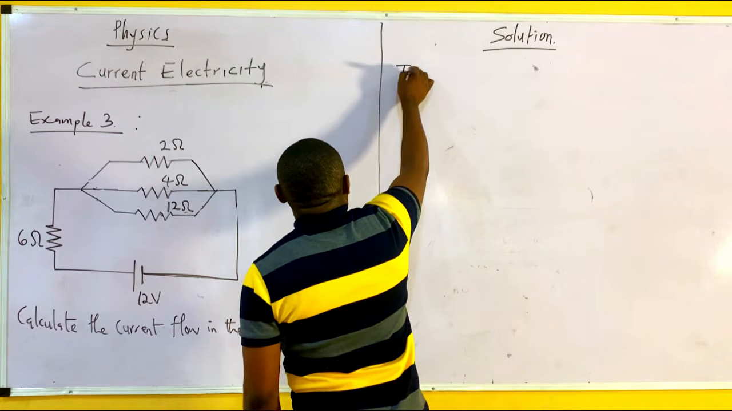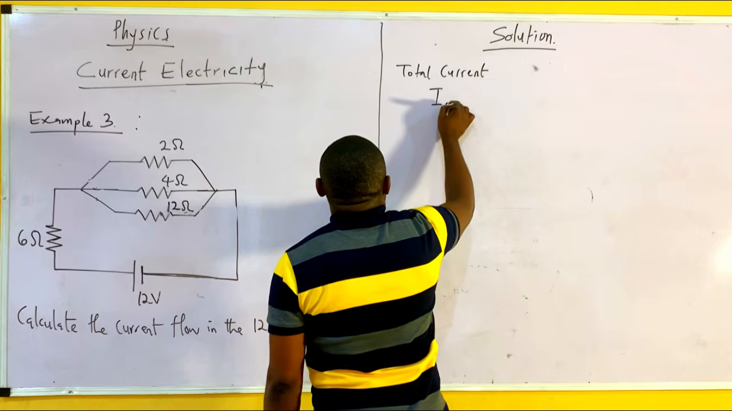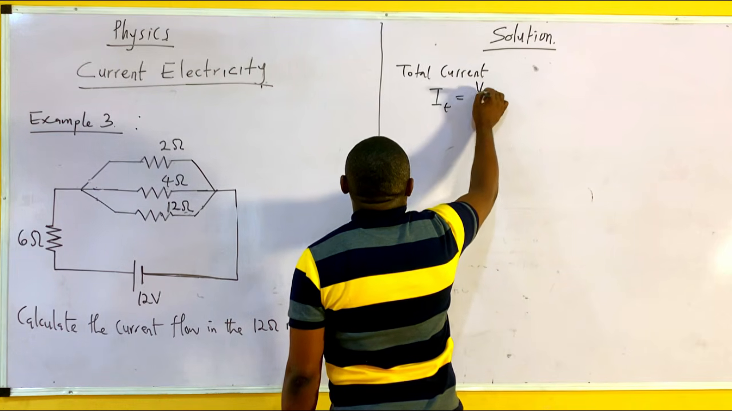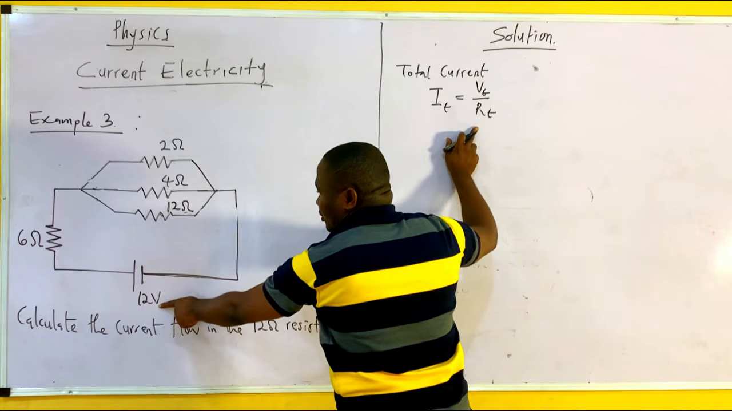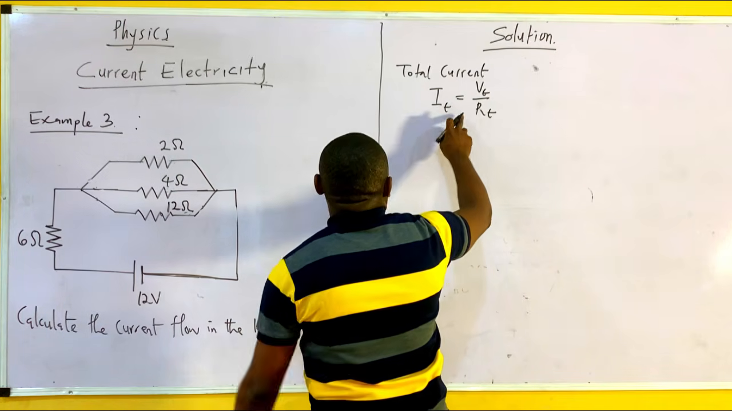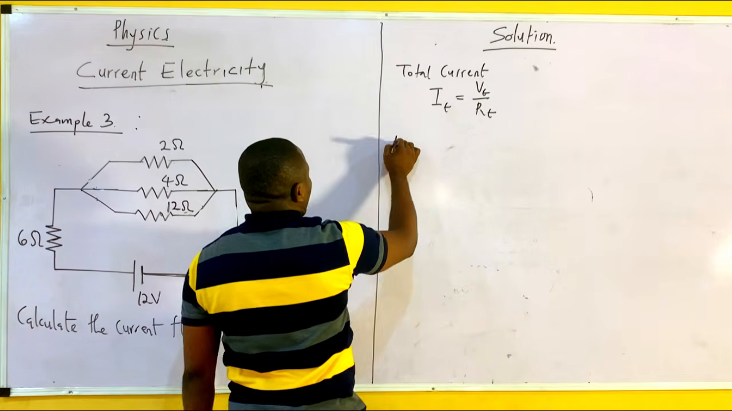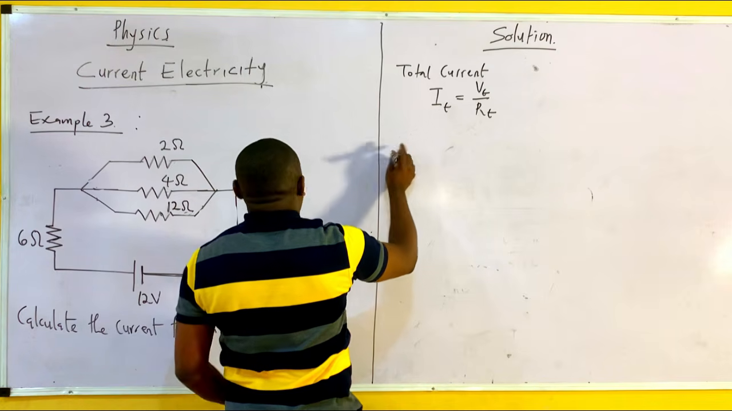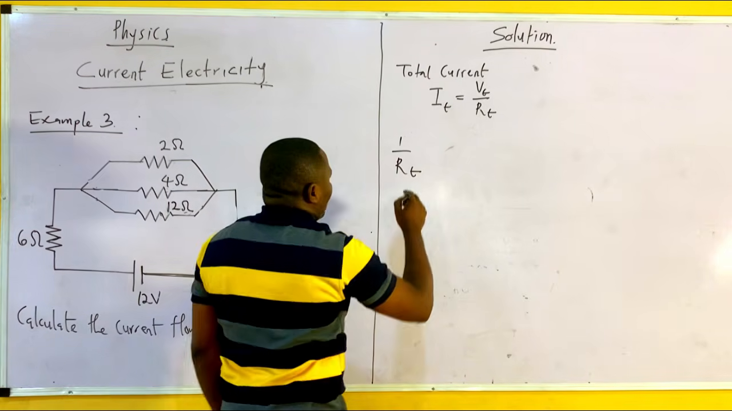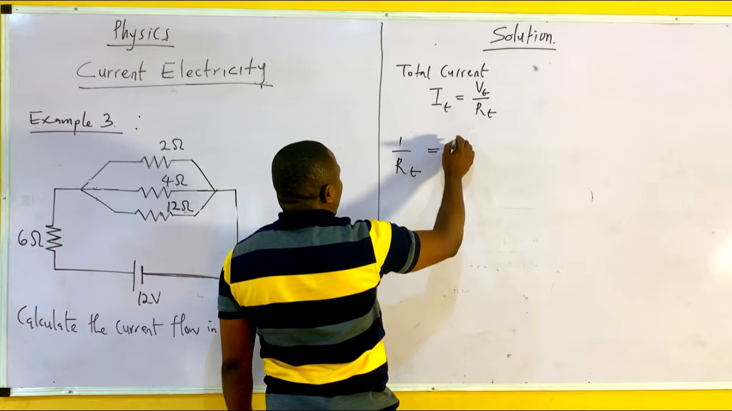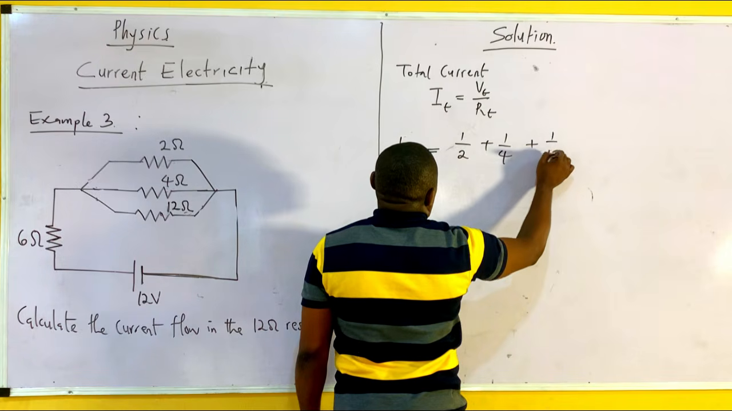So first, total current. What is total current equal to? I total is equal to V total over R total. So now let us solve for R total because we have our total voltage as 12. We're looking for total current. So let's solve for the total resistor. So our total resistor, which is 1 over R total. Now I'm solving this parallel first. 1 over R total is equal to 1 over 2 plus 1 over 4 plus 1 over 12.